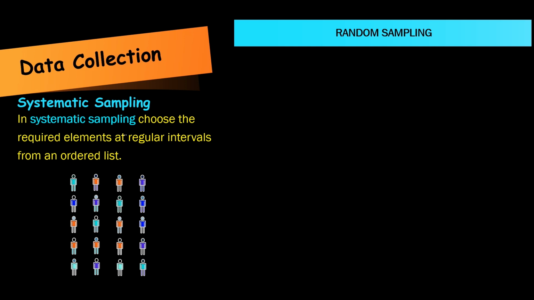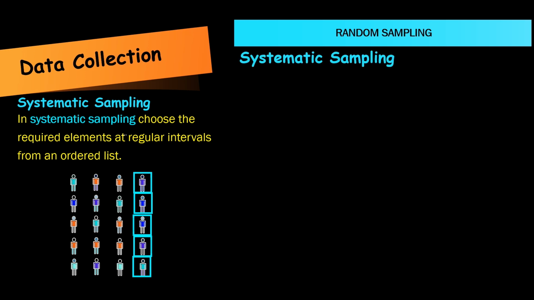We could select a different sample if, for example, we were counting horizontally rather than vertically. So here's person 4, person 8, person 12, person 16, and person 20.